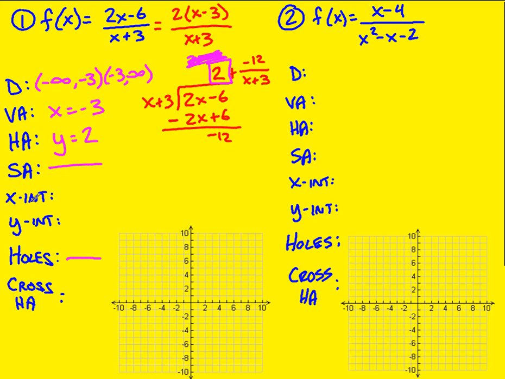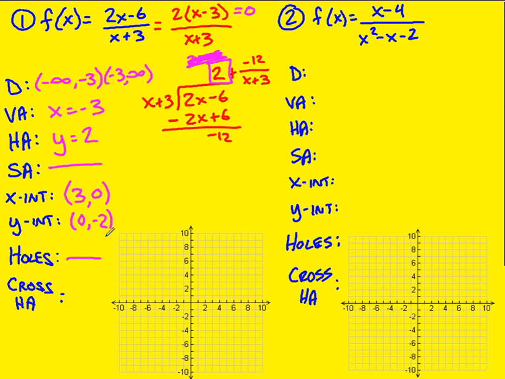Alright, my intercepts. X-intercept means I set the whole thing equal to 0. That means I set the top equal to 0. So I'll have an x-intercept when x equals 3. The ordered pair is (3, 0). My y-intercept is plugging in 0 for x. So I'm going to have negative 6 over positive 3. So I'm going to have (0, negative 2) as my y-intercept.